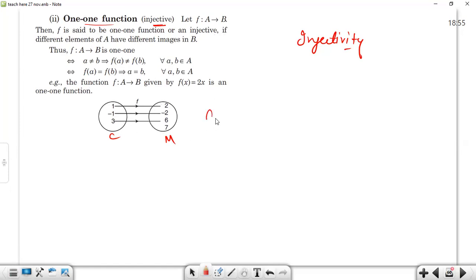Like every element in the domain is mapped to one element. It may happen like this also. This is also possible. This is also injective. Clear? Any doubt? No doubt, sir.